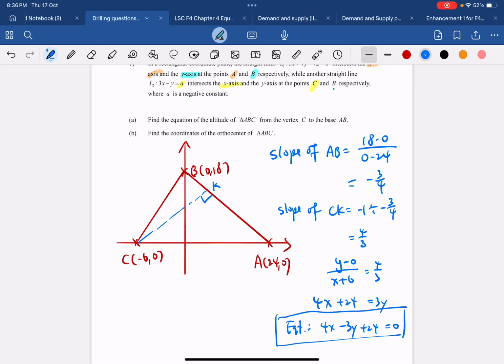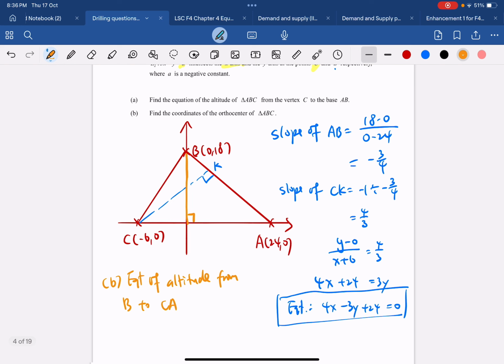Okay? And now find the coordinates of the orthocenter of ABC. We found the equation for one of the heights already, but we still need one more height, right? Because I told you, two heights can locate the orthocenter, or similarly, two medians can locate the centroid. So let's find the equation of the altitude. Altitude is just height, okay? From B to CA, which is like this. Can you see the orange line?